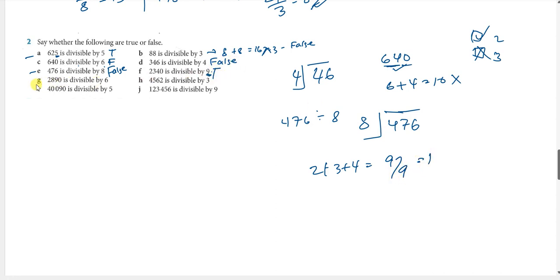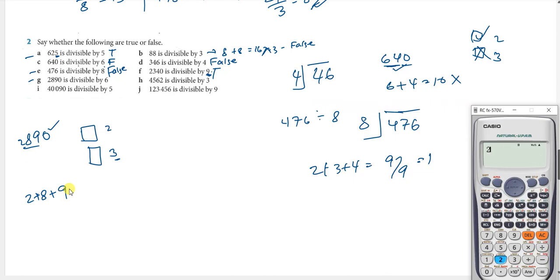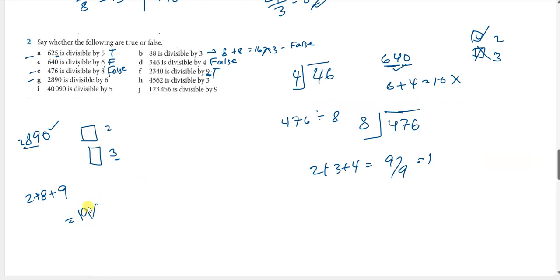We have G. 2890 is divisible by 6. So divisible by 6 means we have to check for 2 and 3. So 2, yes, we can. For 3, let's add them up. 2 plus 8 plus 9, we are going to get 19. And 19 is not divisible by 3. So this is cross. So this is also false.